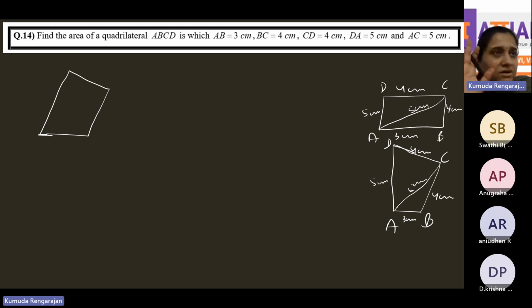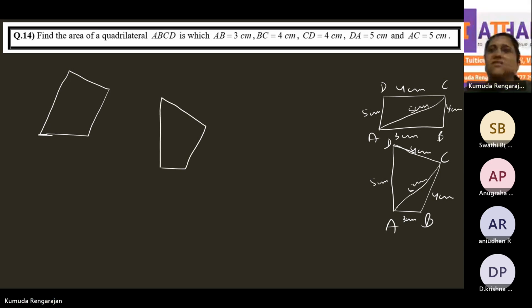First, I'll just draw a rectangle. I'll mark it ABCD and fill all the values in that. Then I'll again draw the quadrilateral. I'll just look at the values 3, 4, 4, 5, and imagine, okay, it should be like this. 3 means the line segment is smaller, right? 4 is bigger, then 4, then 5. Just a rough diagram.